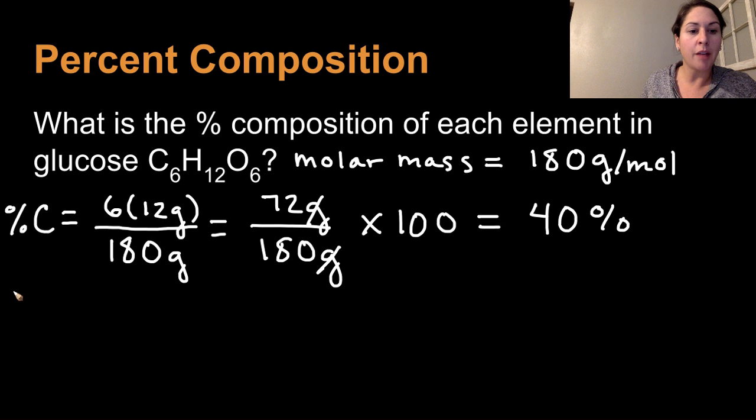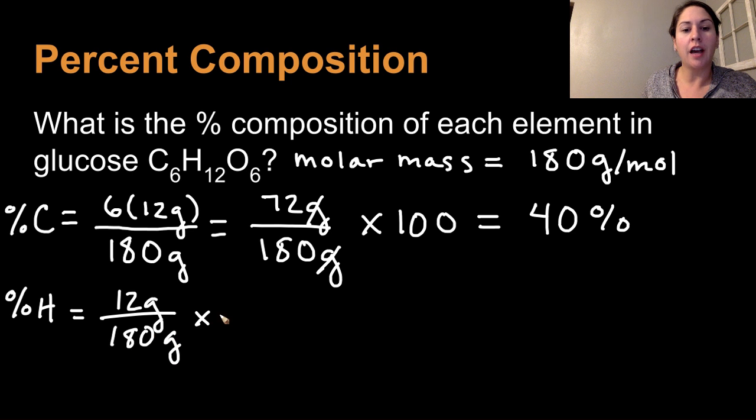And then I can do the same thing with the other two. And so I'll do these a little bit faster. So the percent for hydrogen, I know that I have 12 hydrogens. Each hydrogen is 1 gram per mole. And so that's going to give me a total of 12 grams divided by 180 grams for the molar mass, times 100, and when I calculate that one out, I get 6.7%.